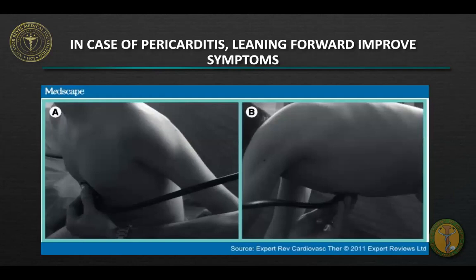Pericarditis is the inflammation of the pericardium. This is the fibrous sac that surrounds the heart. It is characterized by a sharp chest pain, which is relieved by body positions like sitting up or leaning forward. However, it is aggravated by lying down.